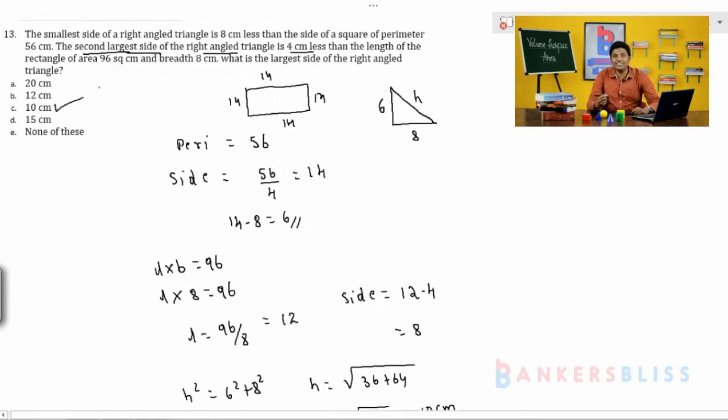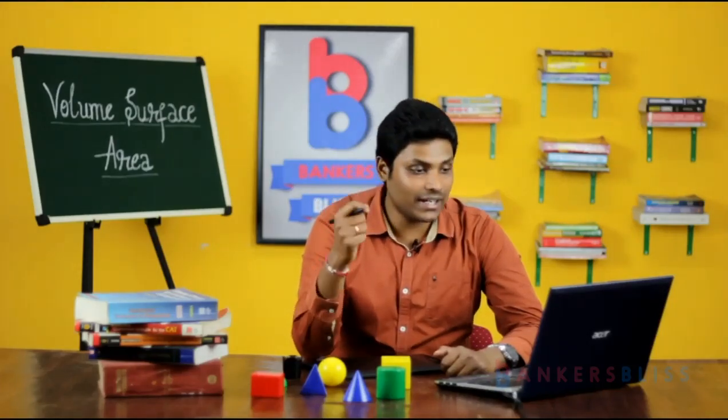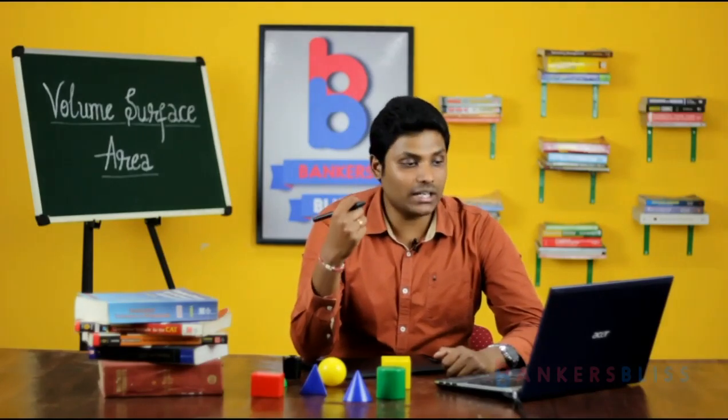Option C is the right answer. So very simple, guys. Based on the square, we can calculate the smallest side of the right angle triangle. Based on the rectangle, we can calculate the second largest side of the right angle triangle. Based on those two data, we can calculate the length of the hypotenuse.